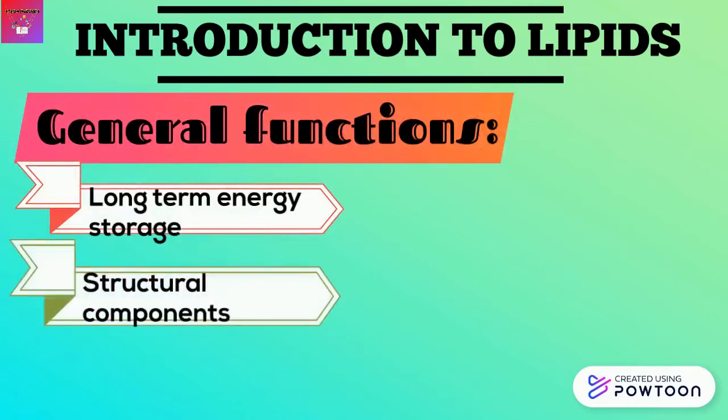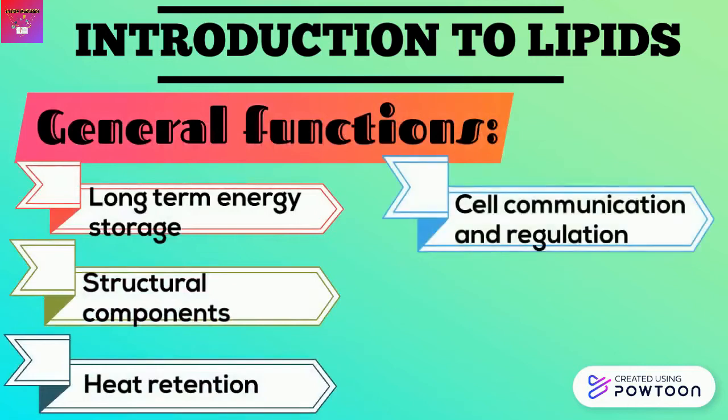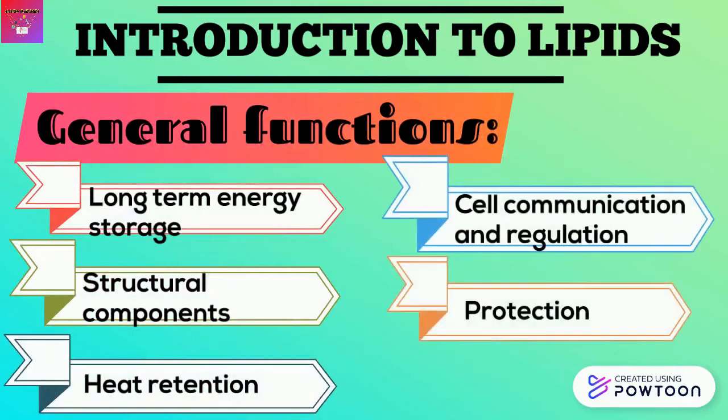Secondly, lipids make up structural components in the cell membrane by providing physical stability to the fluid-like membranes. Thirdly, lipids help in heat retention by insulating the body and preventing heat from dissipating. Next, lipids, usually in the form of cholesterol, are found on plasma membranes to help in cell communication and regulation. Lipids also provide protection to vital organs such as the heart and liver by covering and cushioning them from external shock.